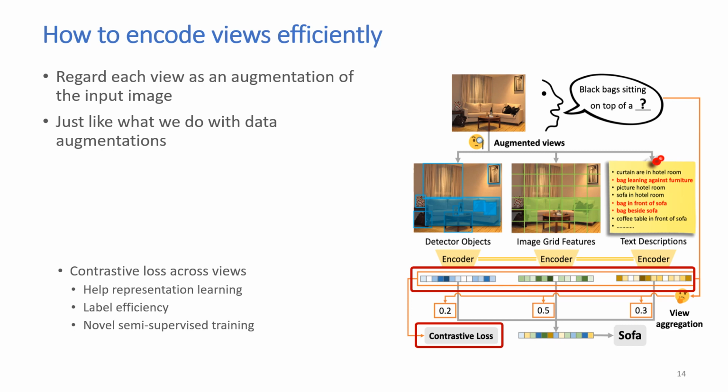Since now we regard each view as an augmentation of the input image, we add a contrastive loss across views to help representation learning. This allows the model to achieve better label efficiency. Furthermore, the contrastive loss does not require ground truth image caption pairs. This allows us to train the model in a novel semi-supervised fashion.